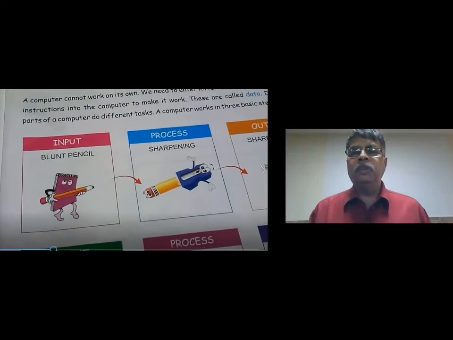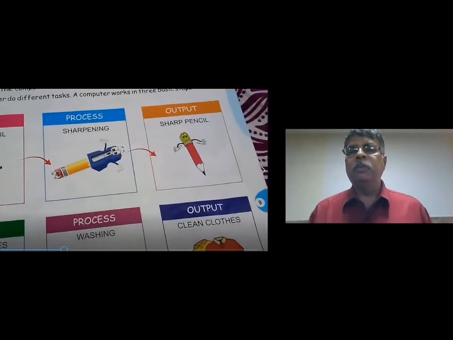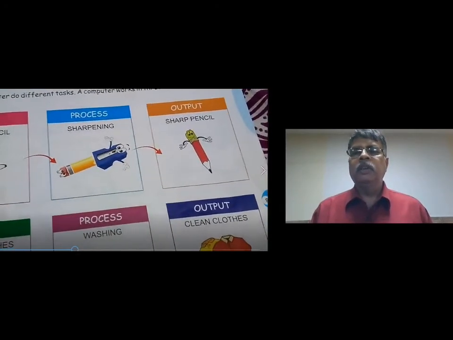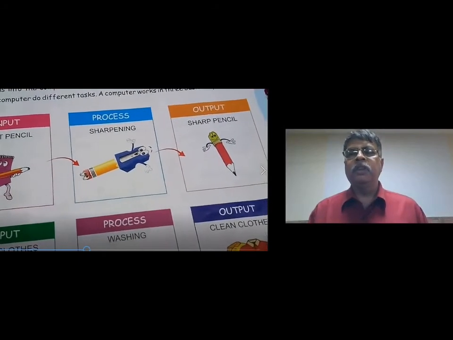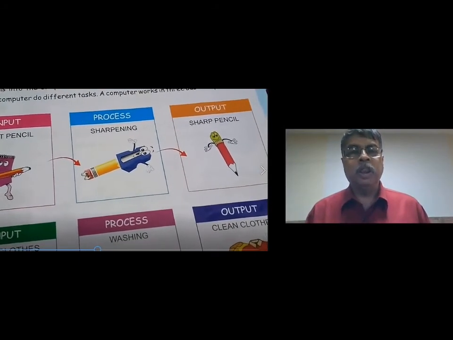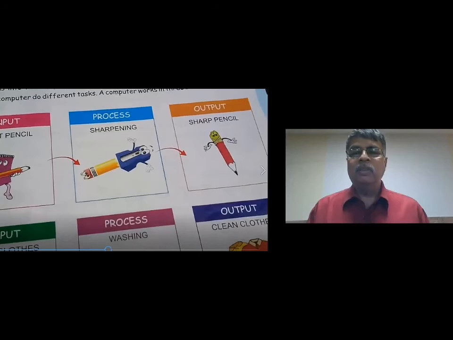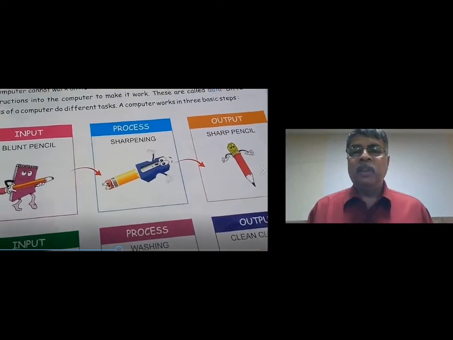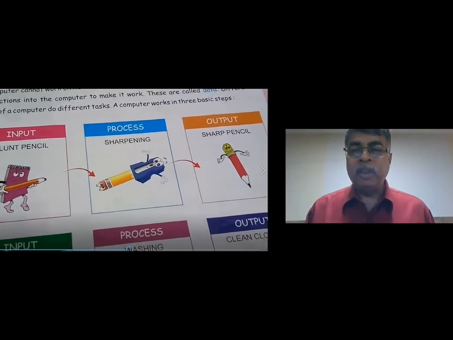Input is a blunt pencil, output is a sharp pencil, and the process of sharpening turns the input blunt pencil into an output sharp pencil. Now let us look at the example below that.